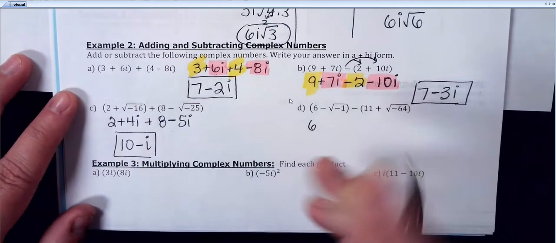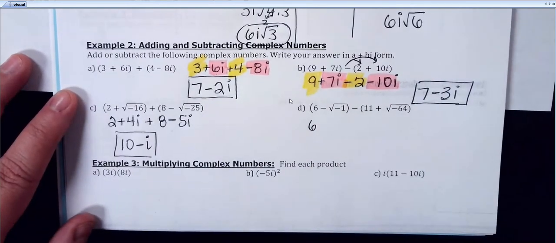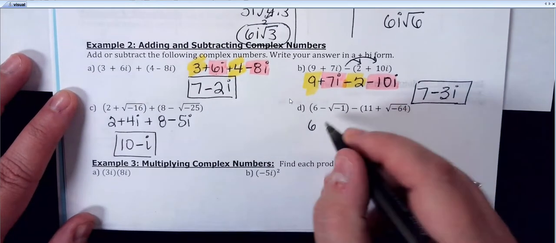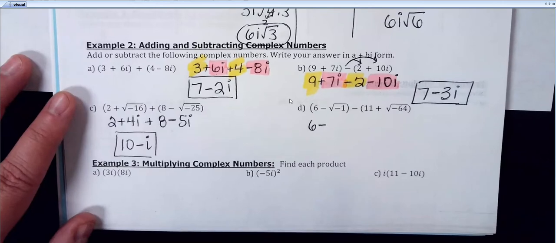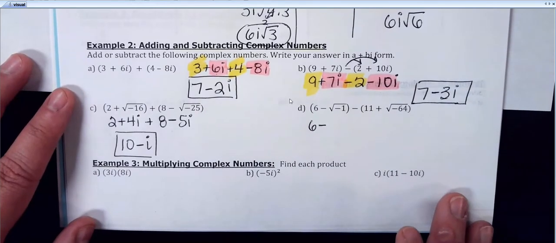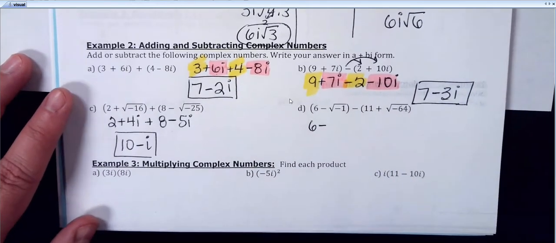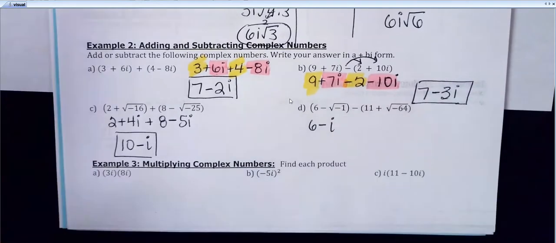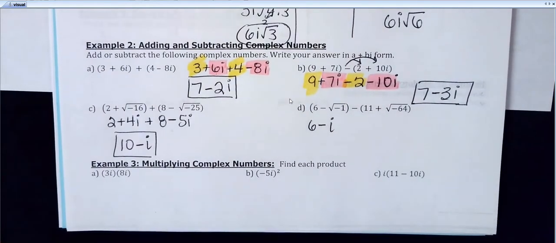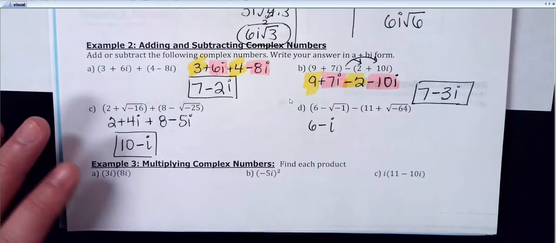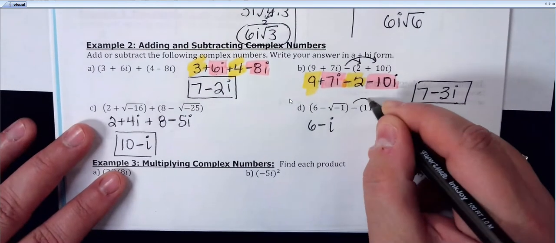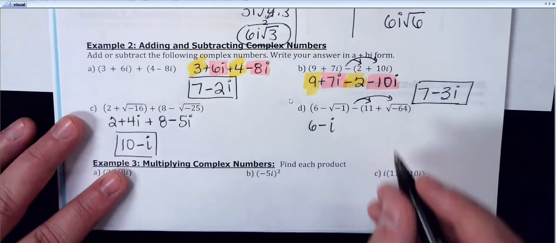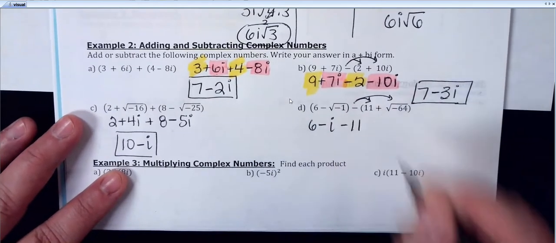This first complex number, it doesn't look like it at this moment, but I'm just going to drop the parentheses there because there's nothing in front of that. What would you write for the square root of negative 1? Just i. So this would literally just mean, that's the definition, square root of negative 1 is equal to i. So that first complex number would be 6 minus i. Now, when I do this, I'm going to distribute this negative sign. So this would become negative 11.